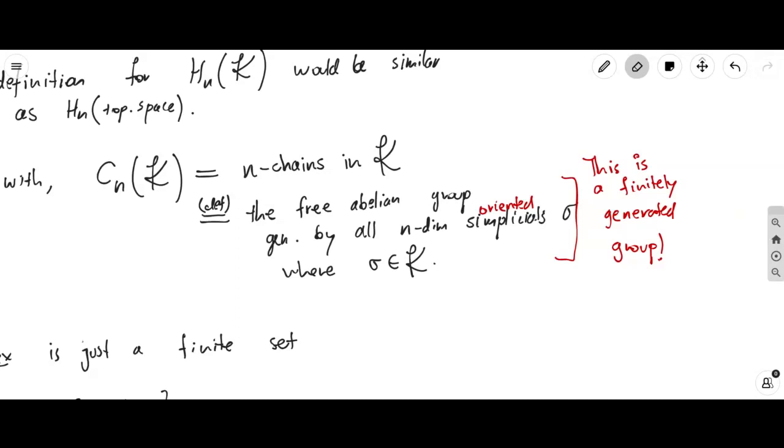But what we need next is a boundary operator, because when we talk about the homology groups, we're not going to be interested in the n-chains themselves. We're going to be interested in the n-cycles. So now let's go ahead and define what we mean by an n-dimensional cycle.